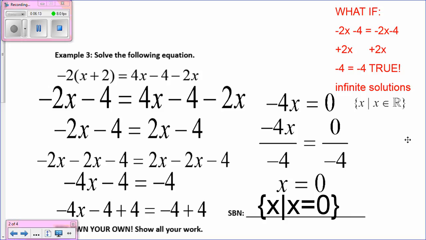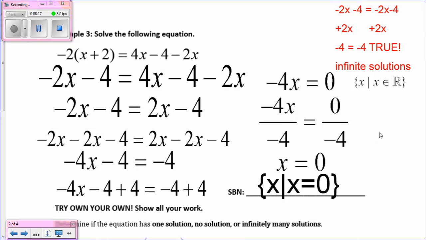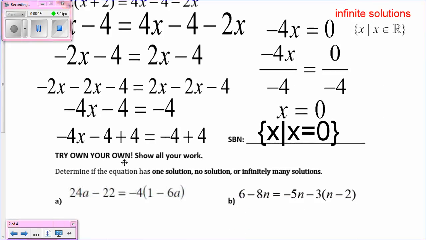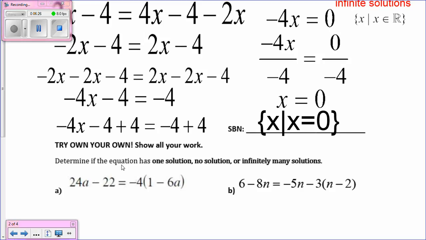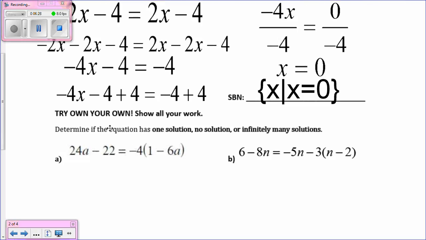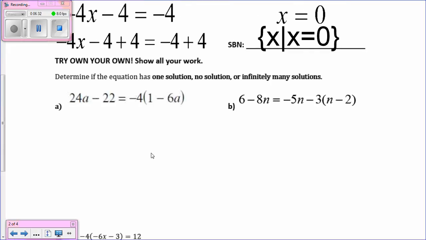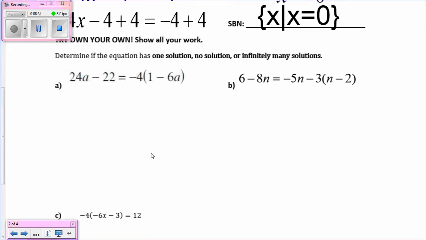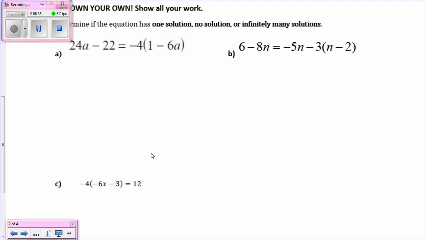Keep that what-if in mind, because I guarantee it's showing up in your try on your own. Go ahead and try it on your own. You should have one, no, or infinite solutions. When you come back, I'll have the answers for you. Put it on pause.